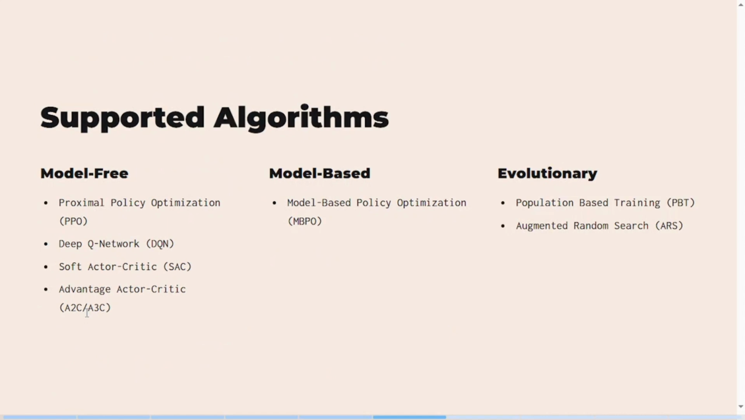Now we'll talk about the supported algorithms. RLlib includes a wide range of reinforcement learning algorithms, each suited for different problem types. PPO, or proximal policy optimization, is a stable and versatile policy gradient method. DQN, which is a deep Q-network, is great for problems with discrete actions like game playing, Atari, etc.